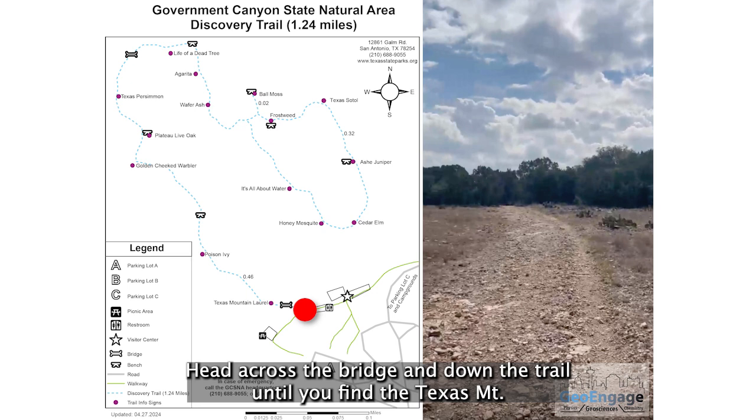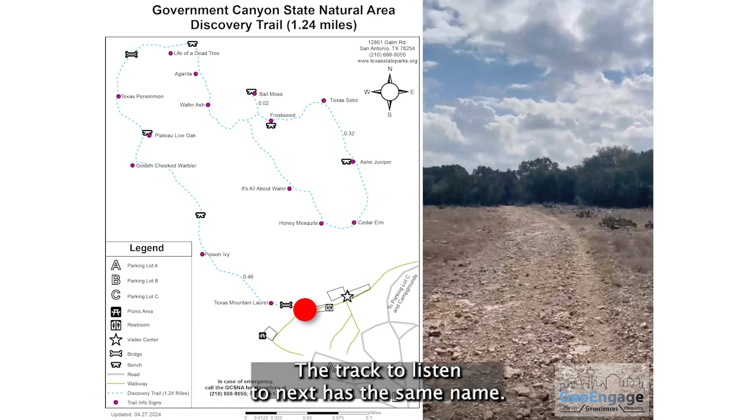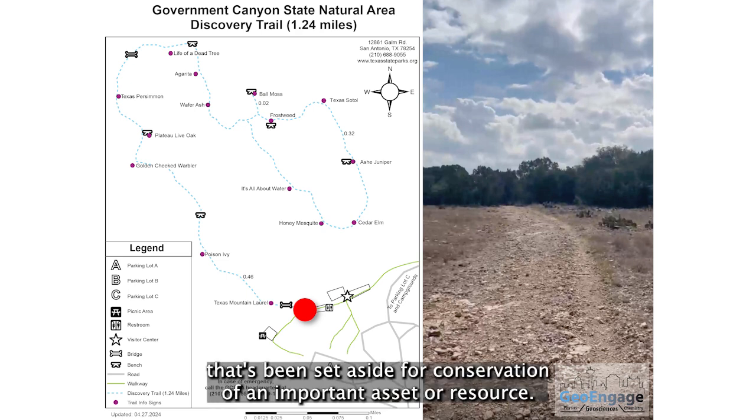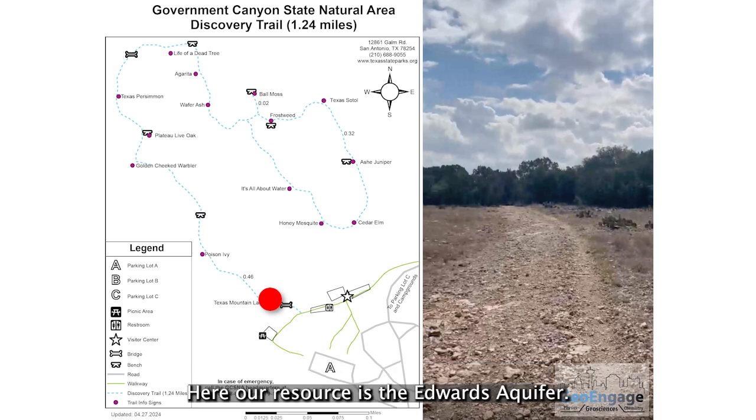Head across the bridge and down the trail until you find the Texas Mountain Laurel sign. The track to listen to next has the same name. A state natural area is a place that's been set aside for conservation of an important asset or resource. Here, our resource is the Edwards Aquifer.